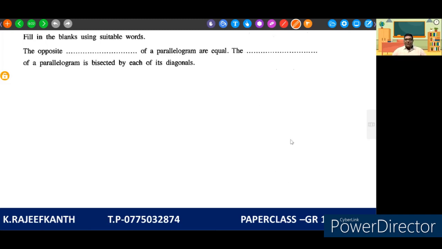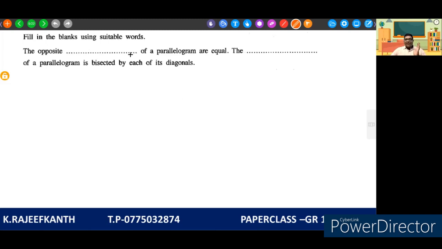So first you should know the properties of a parallelogram. In a parallelogram, opposite sides are equal, opposite angles are equal, and diagonals bisect each other, and diagonals bisect the area. And also we know that from the definition we can say that opposite sides are also parallel. Right, here, the opposite dash of a parallelogram are equal.